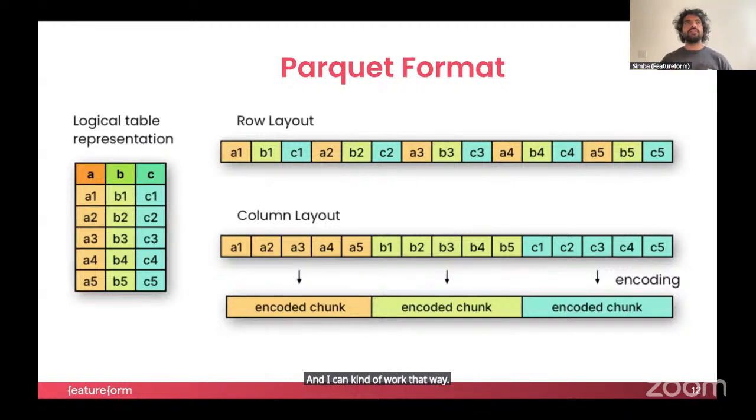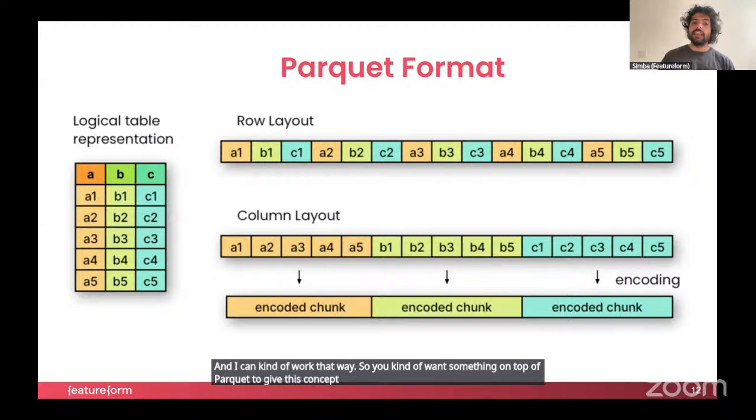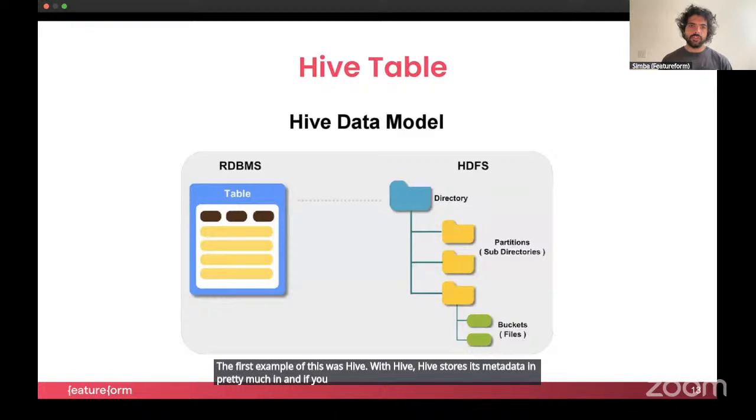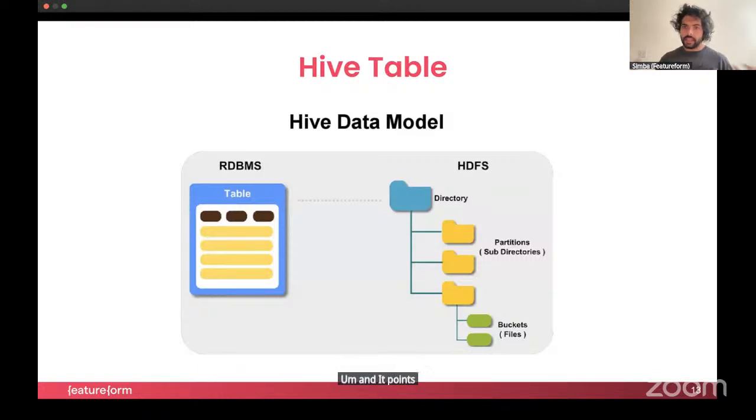So you want something on top of Parquet to give this concept of a table format built on Parquet. The first example of this was Hive. If you use the Hive metastore, the metadata is actually stored in a SQL database, and it points at the directory of the table. That table can be broken up into subpartitions, which allows for indexing. And then those partitions will have multiple Parquet files. So it gets a little more complicated than this, but not really that much more.